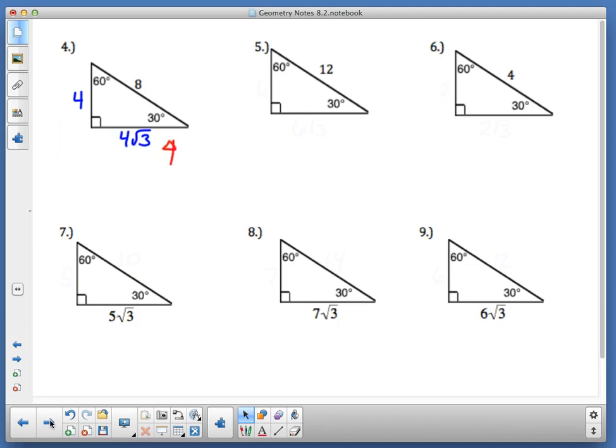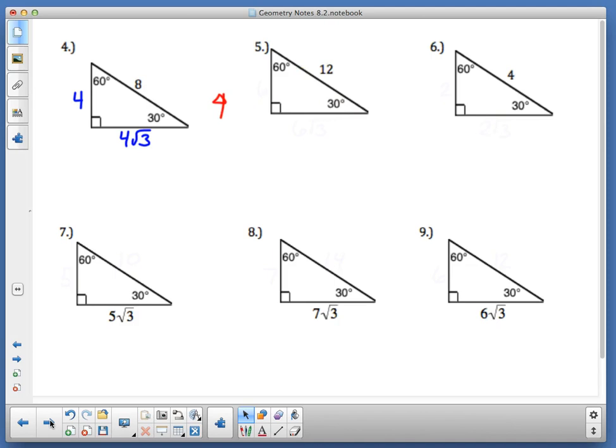So make sure you're comfortable with it and make sure you recognize the short leg is always opposite the 30-degree angle. The longer leg is always opposite the 60-degree angle. And the hypotenuse is always opposite the 90-degree angle. So now in number 5 and 6, you should be able to get those quickly. Go ahead.